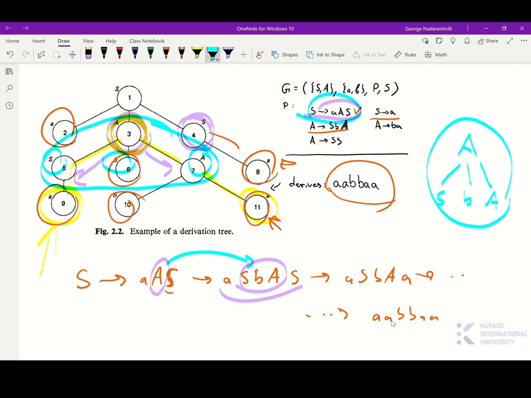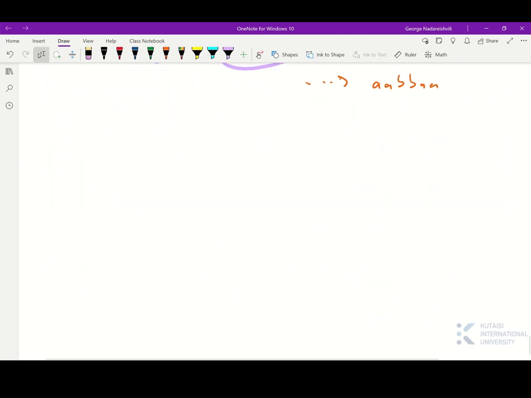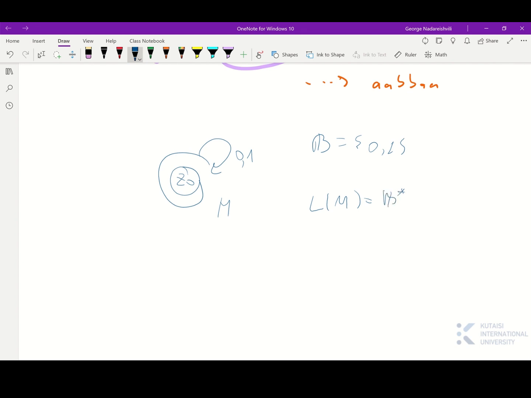However, let me give you a DFA. Let's say again my alphabet is just B, and this is my DFA. Let's call this guy M. What language does this DFA accept? It's basically B star, right? It's zeros, ones, all possible strings, and also epsilon.